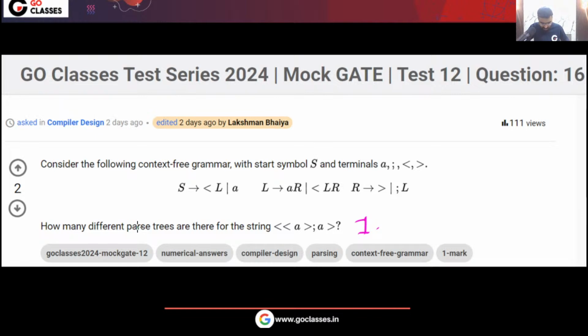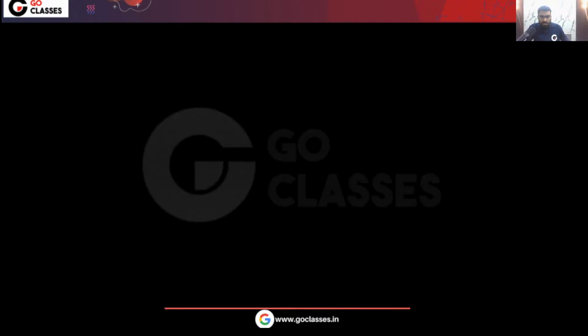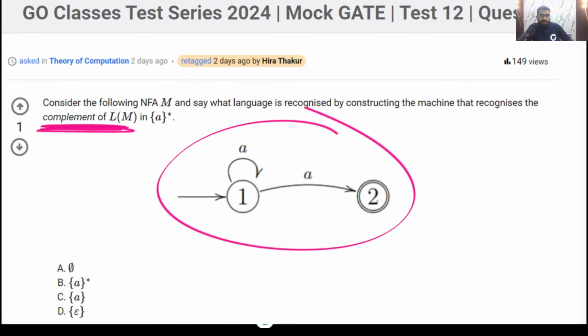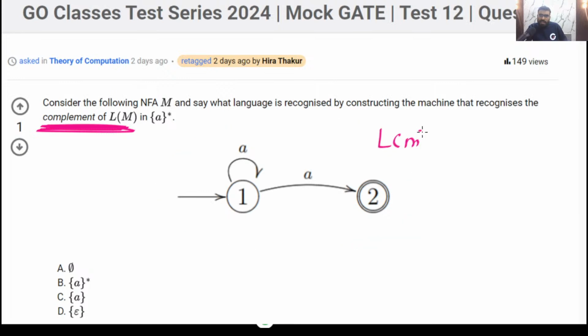A student is asking, in the previous question, why don't we have phi? Let me answer that doubt. In this question, the question is asking for the complement of LM. First you find what is L of M. You can see all the strings of A plus are accepted. Yes or no? Any number of A can come. This simply means A star.